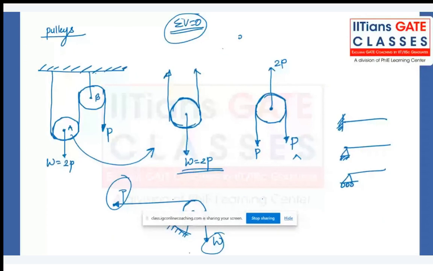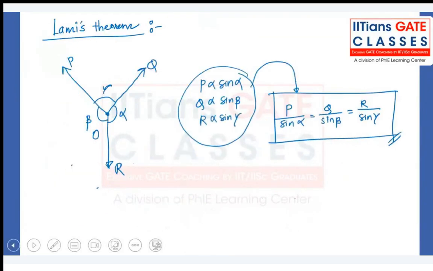So now, what I was explaining to you is, till this you have understood. Total force is 2P means this also has to be 2P. And as this figure is symmetric, it should be P and P. And in a similar way we have drawn for the pulley named B. Does anyone have any other doubt till this?